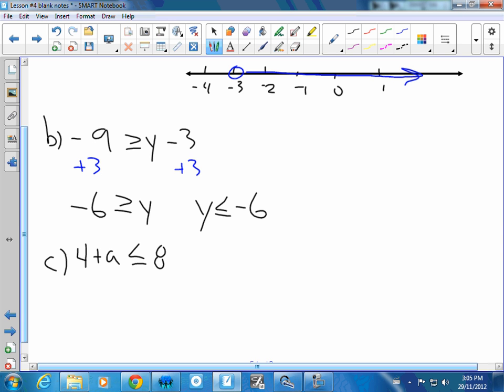Now, does that tell us which direction the arrow is going to go when we draw it on the number line? It's going to go to the left. Okay, let's draw our number line.